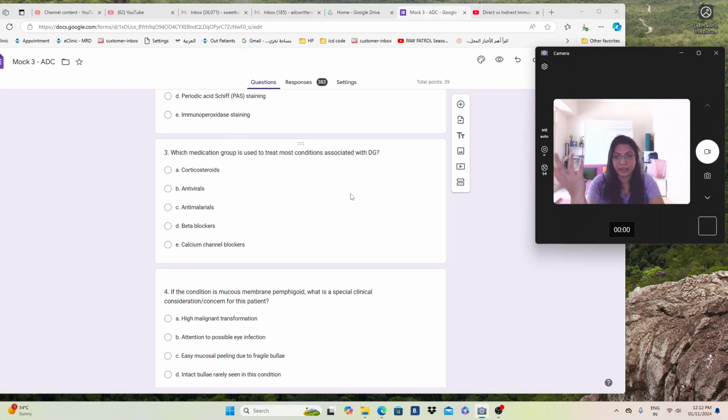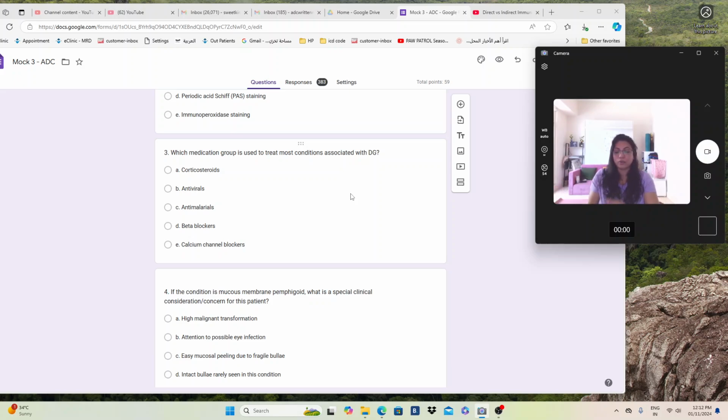So yeah, steroids is the answer. The rest of the things are not the answer. Antivirals, antimalarials, beta blockers, calcium channel blockers, no. They all work in various different ways and not on the immunity. Steroids is the one which will lower your own body's immunity, so that's the only thing that you can help with.